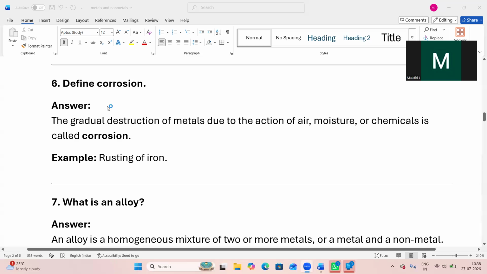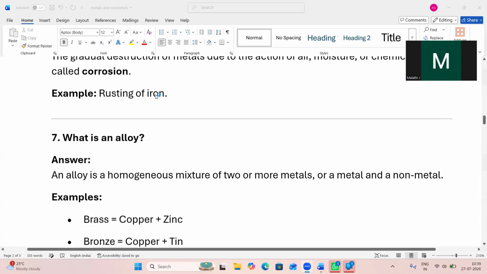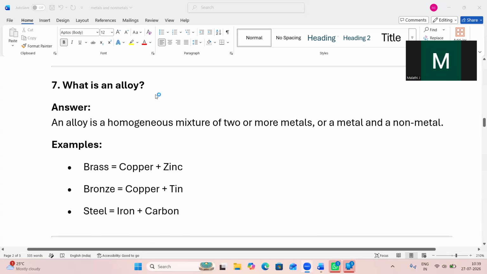So in the last class only, we discussed what corrosion is. We said that the gradual destruction of metals due to the action of air, moisture or chemicals is called corrosion, that is, rusting of iron. And we also studied how to avoid this corrosion. They will ask one question: define corrosion and write the methods to avoid corrosion.